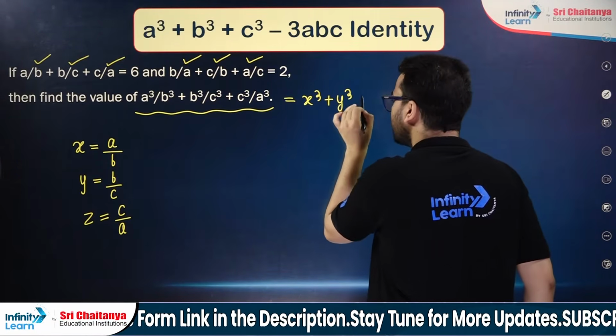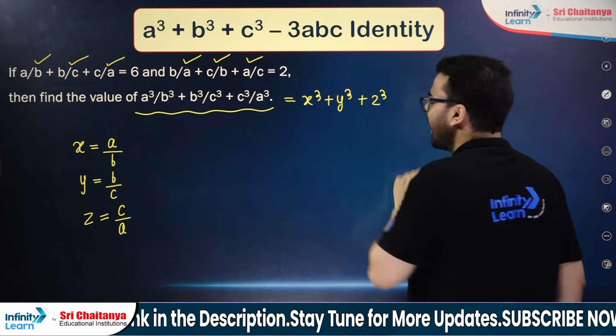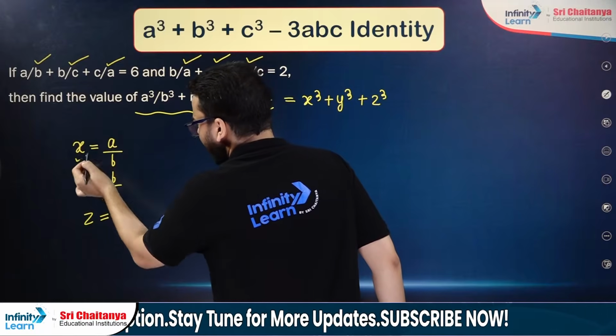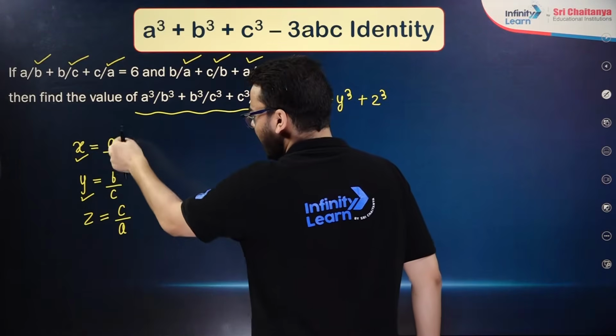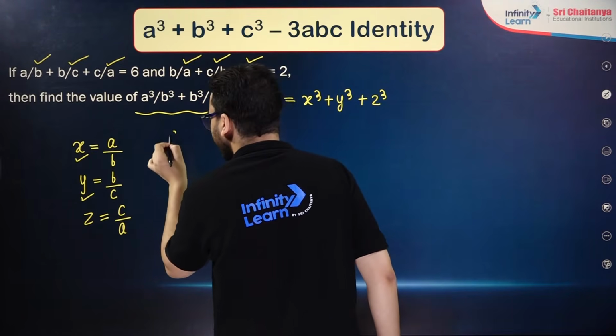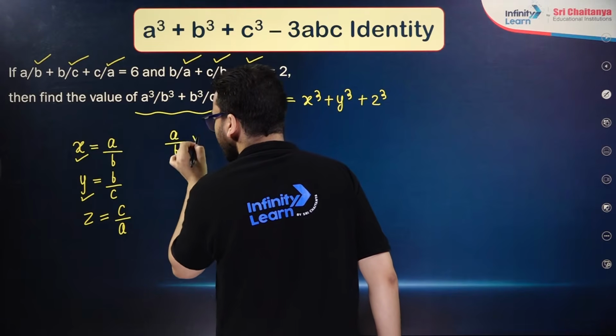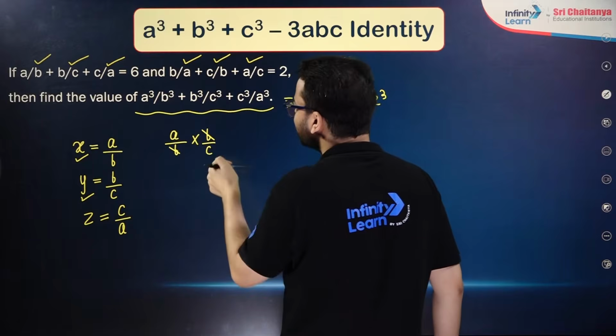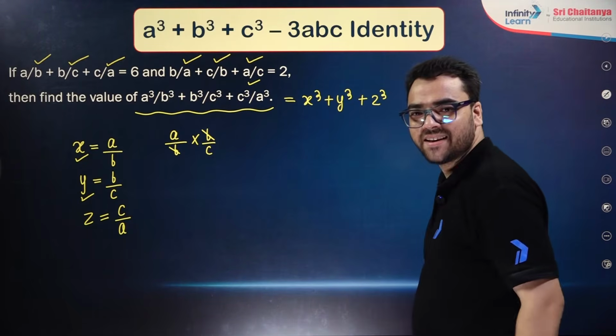x cube plus y cube plus z cube. And then what is this, guys? You see, if you multiply x and y, if you multiply a by b and b by c, what will you get? See this, a by b into b by c. What is this? This will be cancelled out. Isn't it a by c? You'll get a by c.